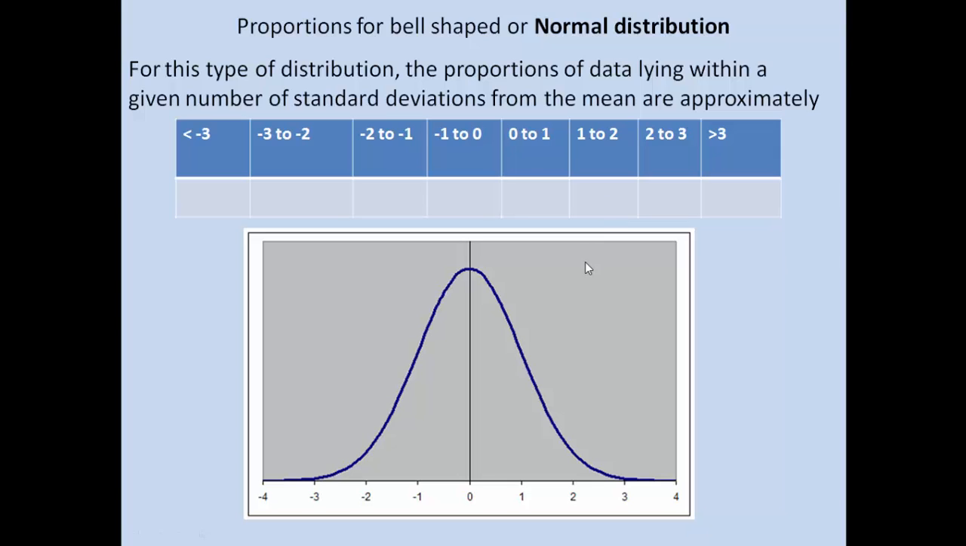99.7% of the data is within 3 standard deviations. So we would only have 0.15% above 3 standard deviations from the mean, and the same 0.15% more than 3 standard deviations below the mean.